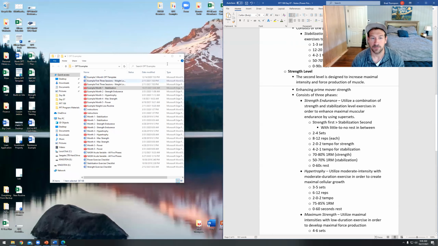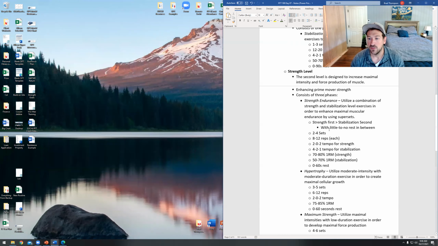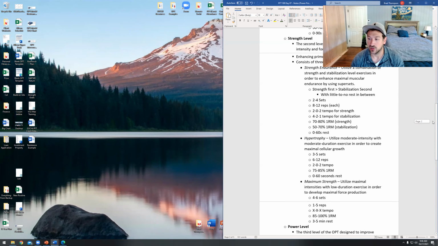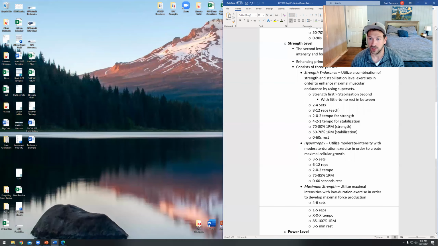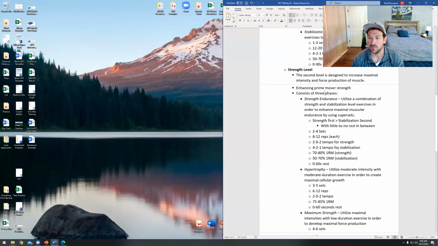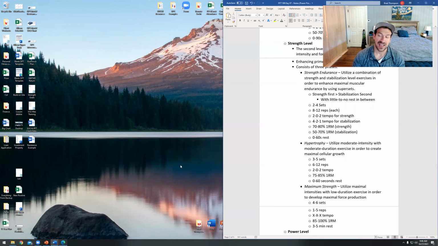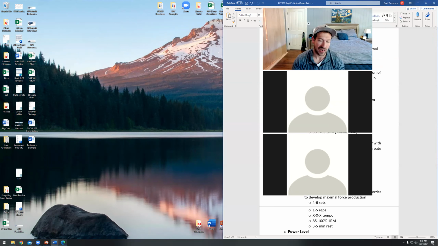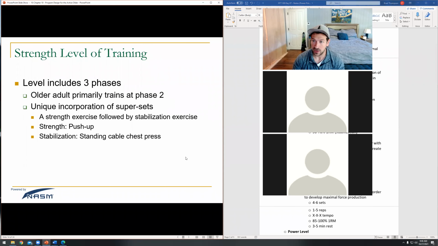So let's talk about phase 2 here real quick. Phase 2 is called strength endurance, and you'll notice that title is really similar to stabilization endurance, like phase 1 was called, right? I like to describe this, and this is not true, but I like to describe it this way: it's more like phase 1.5. It's not necessarily a full level 2 situation here. We're kind of easing our way out of stabilization before we fully commit to the idea of strength.